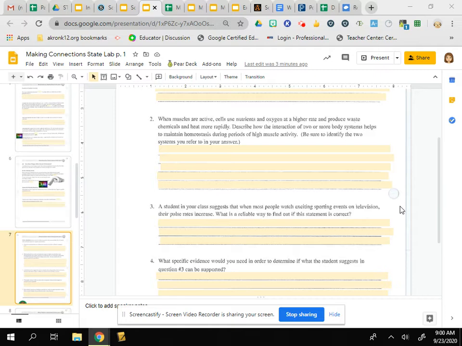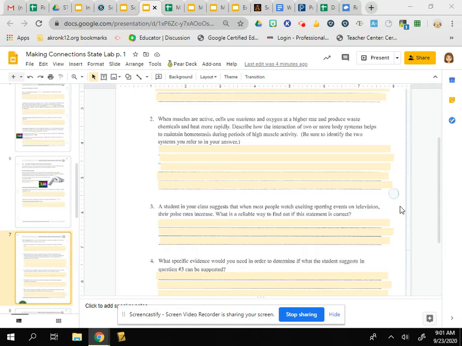So think about it. If muscles need oxygen and nutrients, where do you get oxygen from? What body system? Where do you get nutrients from? Which body system? So those are body systems you could talk about. Or you could think about, if your cells are producing waste chemicals, how does your body get rid of wastes? And we're talking about cellular waste, so this is not digestive waste, okay? And then also, your cells have to get rid of heat more rapidly. Well, how does your body get rid of heat? So think about how those body systems would help your muscles function better.